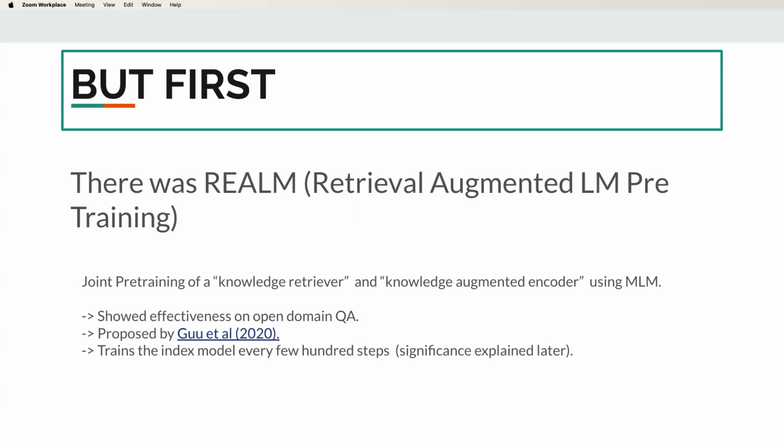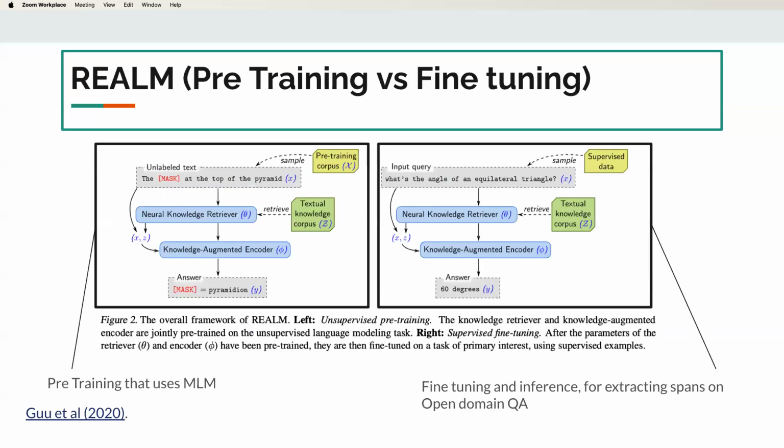And this is one thing that Meta's RAG model actually expands on. It just now gives a general sequence to sequence architecture, and you don't have to specifically train on open domain QA. But as far as REALM was concerned, it only works for open domain QA, or at least was only fine-tuned on open domain QA. And one salient feature of this model, where it differed from its predecessors, was that it would train the index model every few hundred steps. We'll get to what an index model is, and why it is significant to train it.